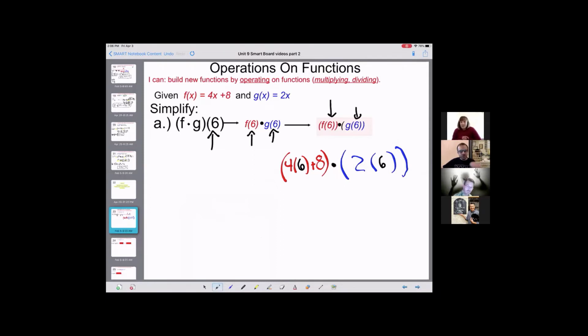And you have the option of doing this by hand or using the Google calculator like Mr. Nelson has showed us. If we wanted to do it by hand, we would work in our red set of parentheses first. We have multiplication and addition. We know multiplication comes first. So 4 times 6 is 24 plus 8. 24 plus 8 is 32. And then we'll bring down our second set of parentheses.